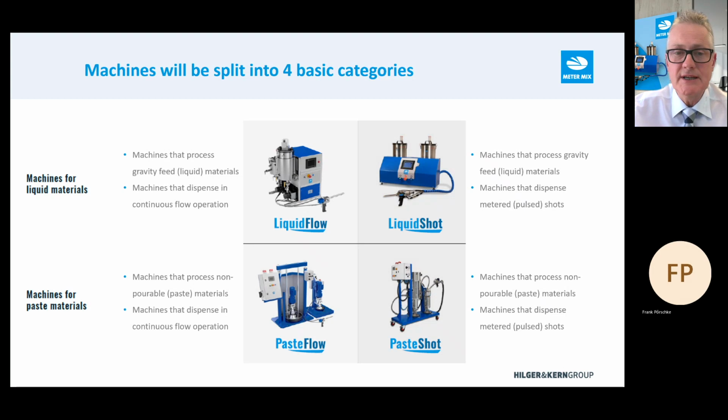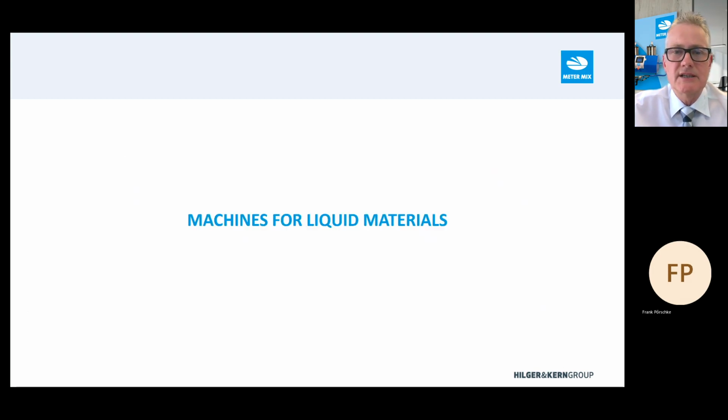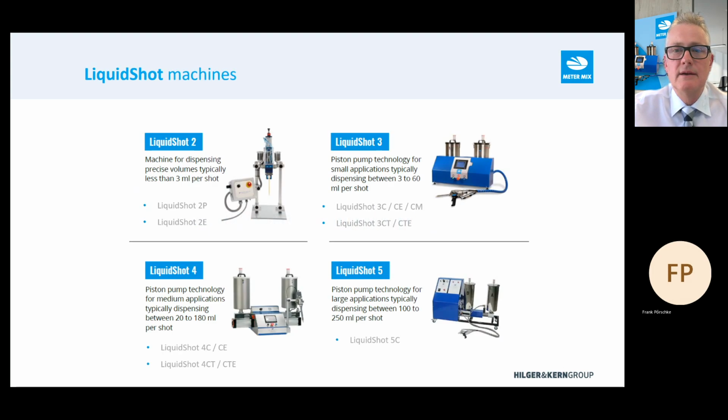Moving down to the paste machines, so we have the paste shots. So these are machines for processing paste materials. So we are talking about non-pourable products. So here we have the paste flow and we have the paste shot. So I'll just go into the next slide and we can explain the machines for the liquid materials. So these would be the liquid shot machines.